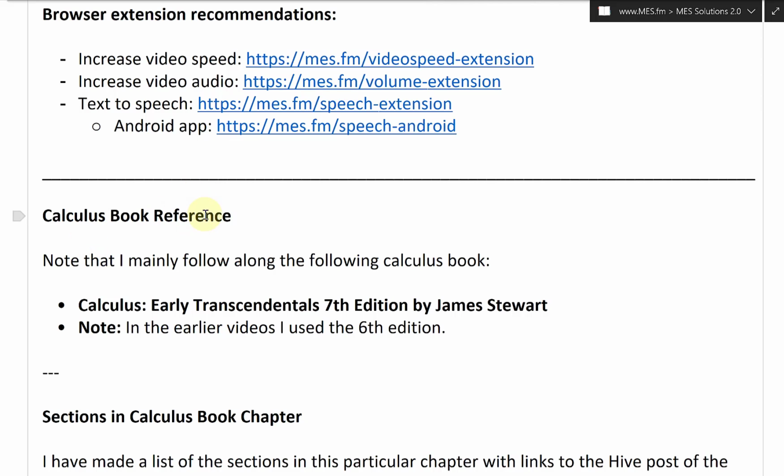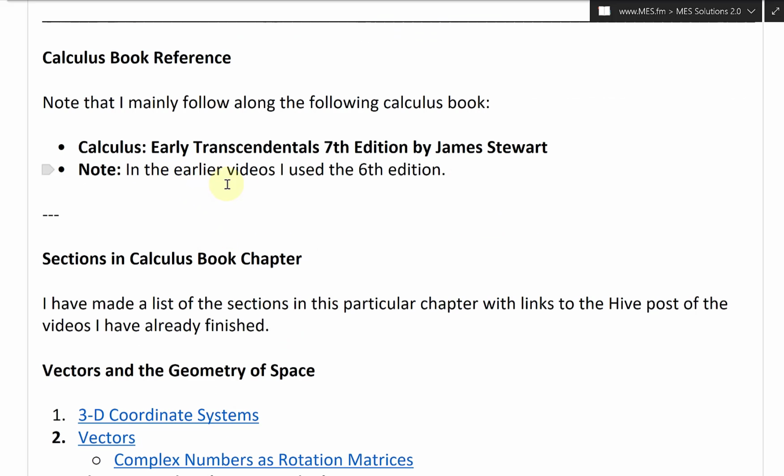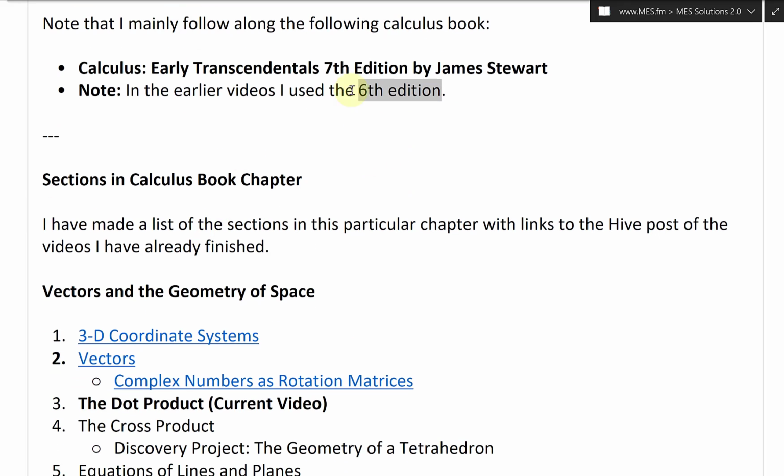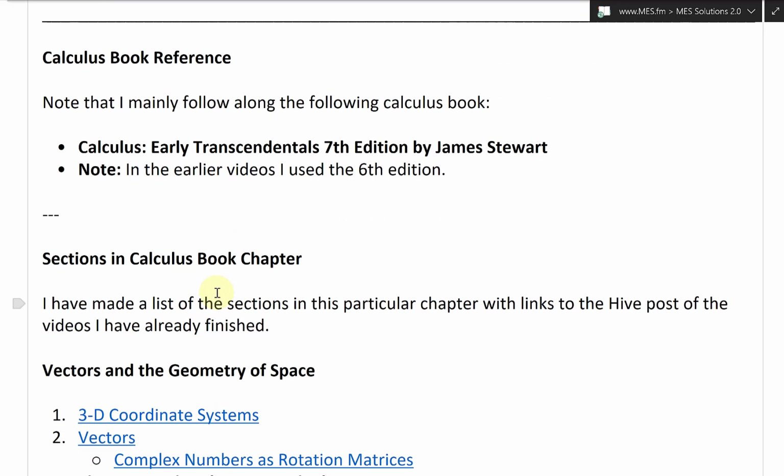So, calculus book reference. Note that I mainly follow along the following calculus book. This is Calculus: Early Transcendentals, 7th edition by James Stewart. And note in the earlier videos, I used the 6th edition, just in case you're following along with either of the books. Alright, and now let's take a look at the sections in the calculus book chapter.